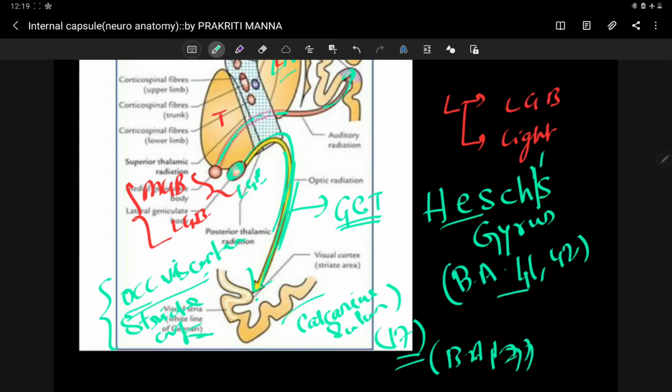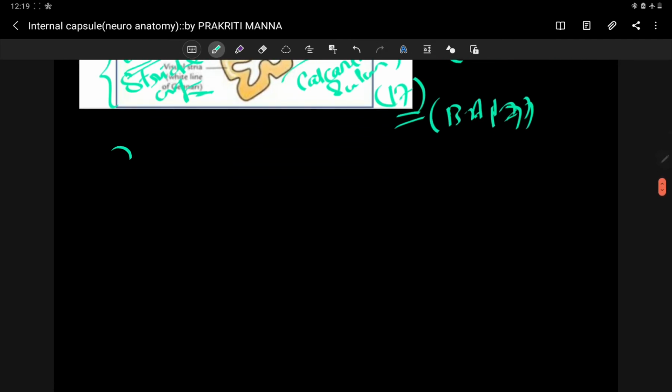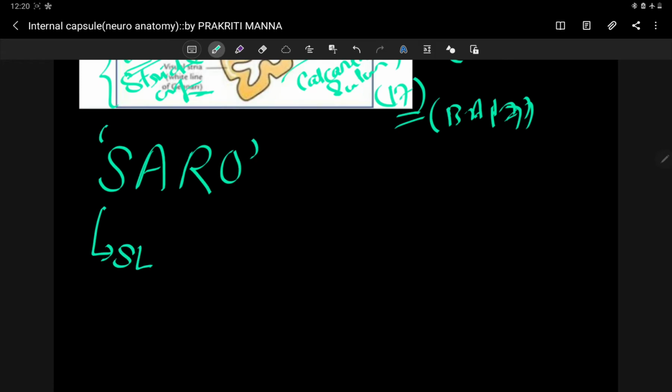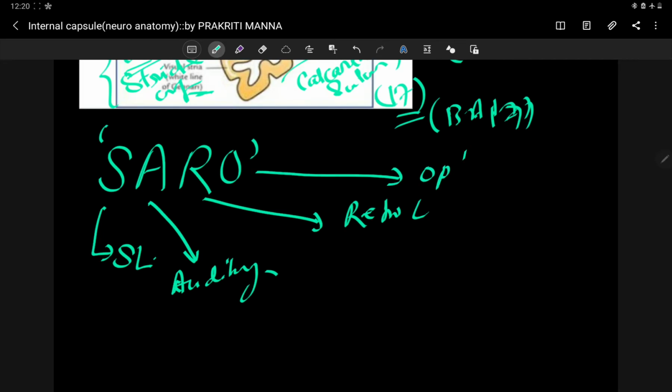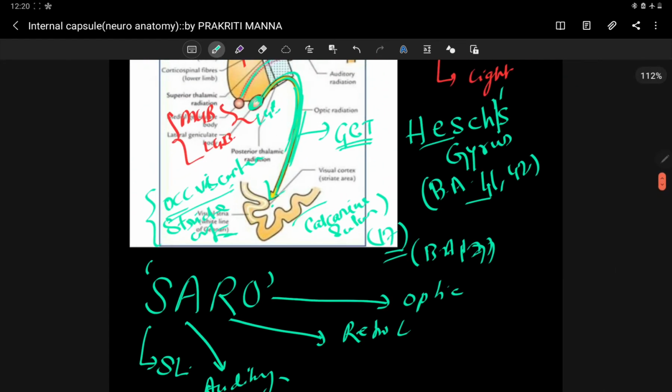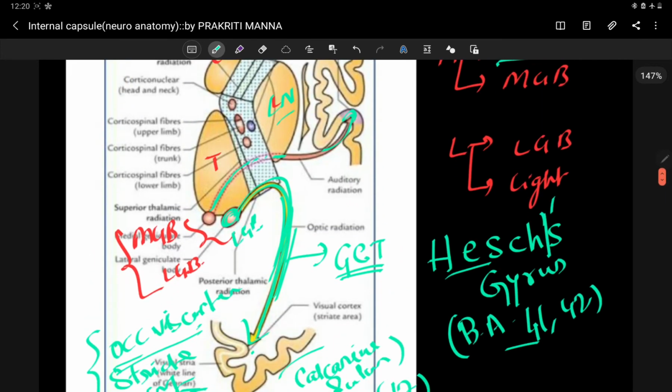And these fibers are running posterior, or retro, to the lentiform nucleus. That's why these fibers are called retrolentiform fibers. Already I told one mnemonic: sublentiform fibers are related to the auditory pathway, and retrolentiform fibers are related to the optic pathway. I already told this mnemonic previously. This is one arrangement. Now let's draw this diagram.